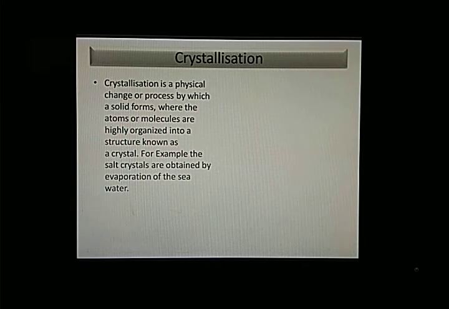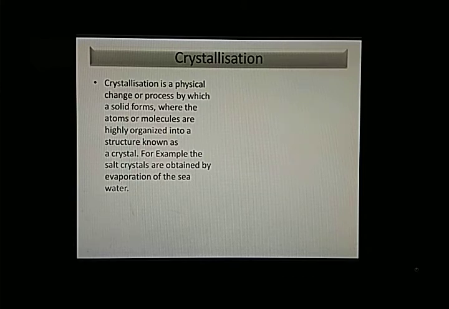For example, you can say this common salt. Mostly this crystallization process is used in the formation of salts, any type of salt, not only common salt. There are different types of salt, but we have taken the example of common salt because we eat it in our diet. So this crystallization process is very much essential for the formation of common salt.